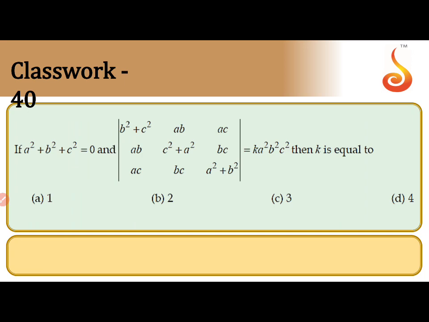If a square plus b square plus c square equals 0, the value of the determinant is given as k into a square, b square, c square, all squared. What is the value of k? Here a square plus b square plus c square is 0. Then b square plus c square is minus a square, c square plus a square is minus b square, and a square plus b square is minus c square. So these values are substituted in the determinant.